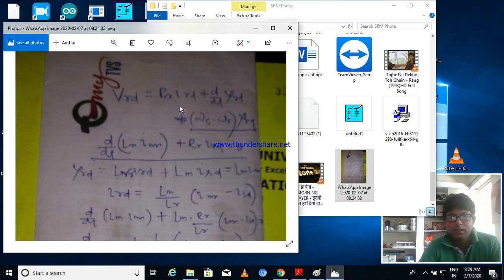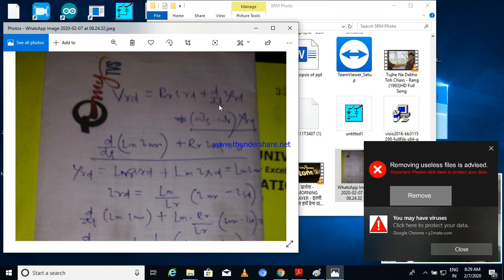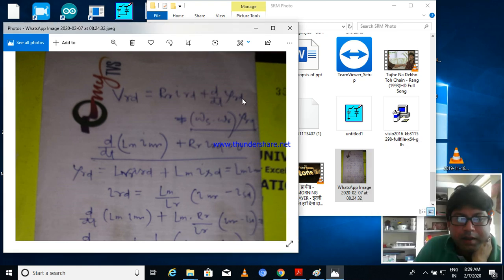So the remaining is d/dt of psi RD plus RR IRD is equal to 0. Now, as psi RQ is 0, psi RD is basically the total flux which is coming from the magnetization. So I am assuming psi RD is nothing but the mutual inductance times the magnetizing current, that is Lm into IMR. So d/dt of Lm IMR plus RR IRD is equal to 0.